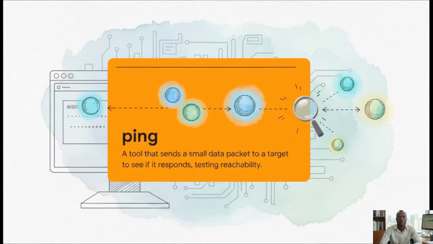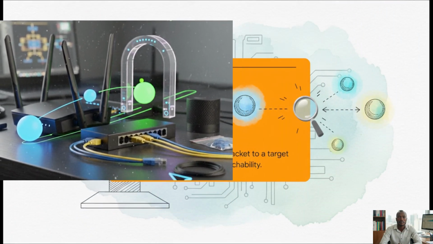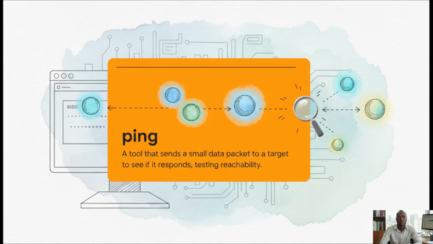Next up, ping. It's really the simplest way to just ask another computer on the network, "Hey, you there?" It sends out this tiny little signal and just waits for a reply. It's such a quick and powerful way to test if you can actually reach your destination.